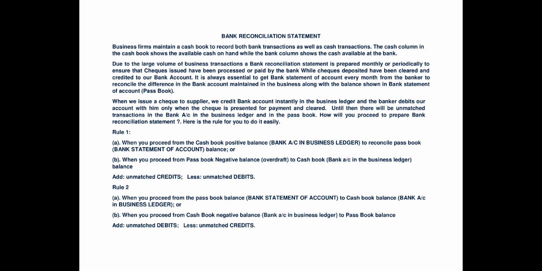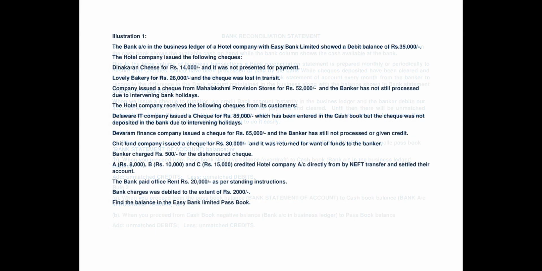Let us see the illustration here. Illustration 1. The hotel company issued 3 checks. Dinagaran Cheese for 14,000, and it was not presented for payment. Lovely Bakery, rupees 28,000, the check was lost in transit. And Mahalakshmi Provision Stores, rupees 52,000, the banker has still not processed the check due to intervening bank holidays.